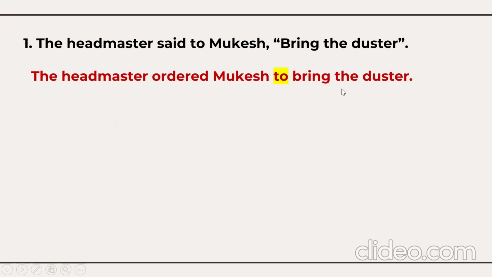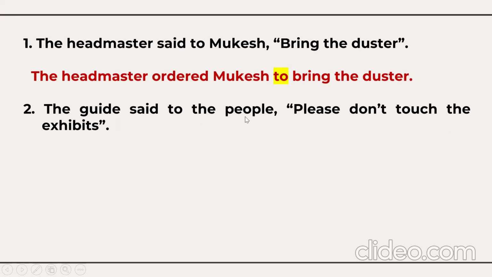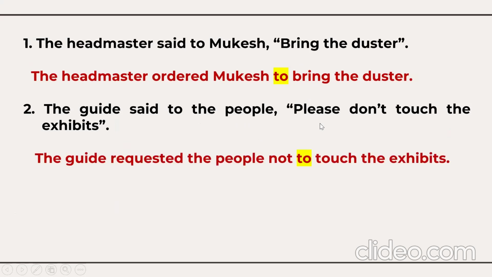Simple way. Okay. Then, the guide said to the people, please don't touch the exhibits. Right? It was an order, bring it. It's a request. The word says request here. So what will it say? It will change because of this. The guide requested the people not to touch the exhibits. Okay, it's in the negative form. Don't say the guide requested the people don't touch the exhibits. It's wrong. The guide requested the people not to touch the exhibits.